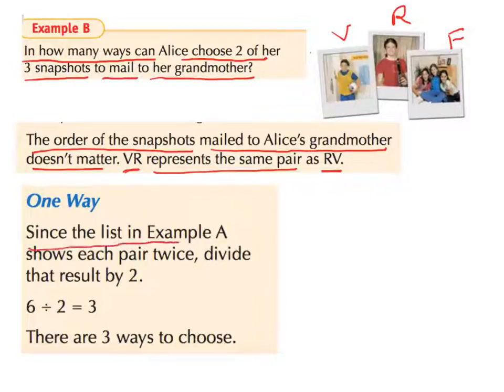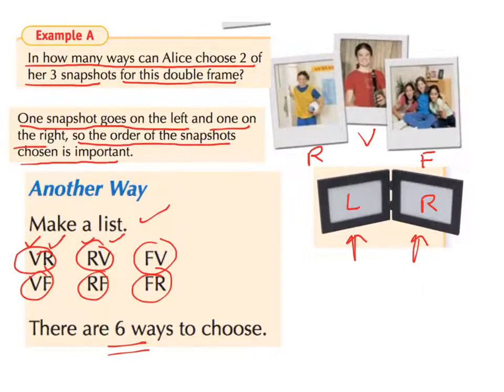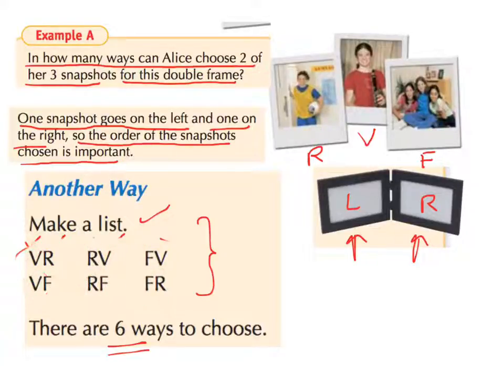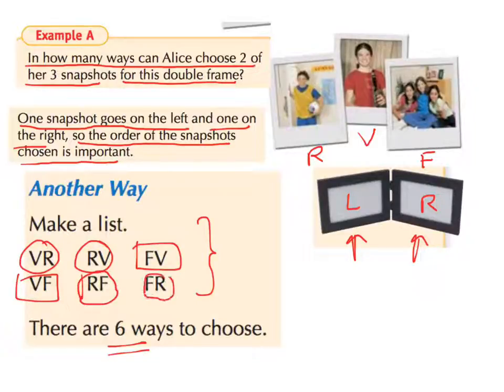Since the list in example A shows each pair twice, let's look at this list. It is showing each pair twice. For example, you have VR and RV. If the order does not matter, VR and RV are the same. FV is the same as VF and RF is the same as FR. So since the order does not matter, we can easily remove one of each.